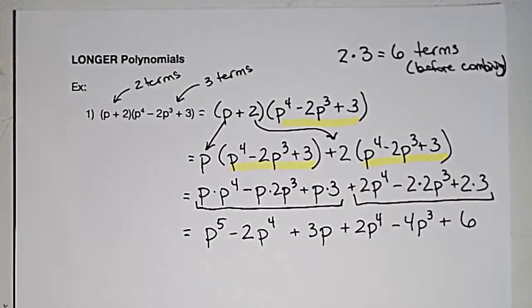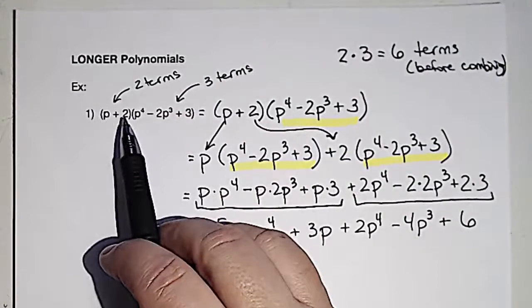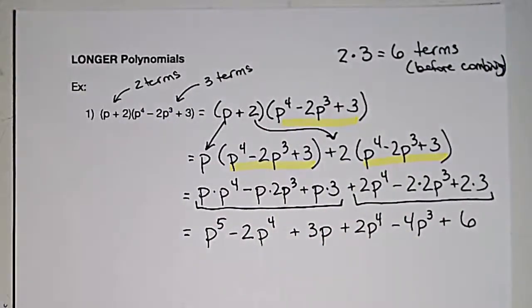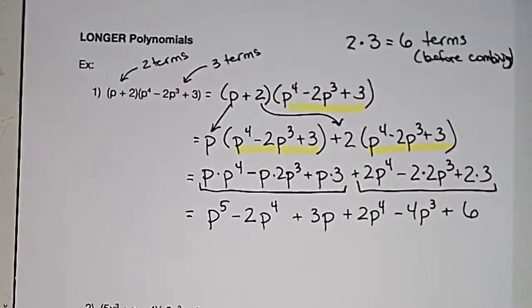This is a branch of mathematics called Combinatorics, which is kind of cool. If you've got 2 of something that you're going to mix up with 3 of something, then there are 6 possible combinations with how you put them together. And that's what we got right there. So it's kind of cool.